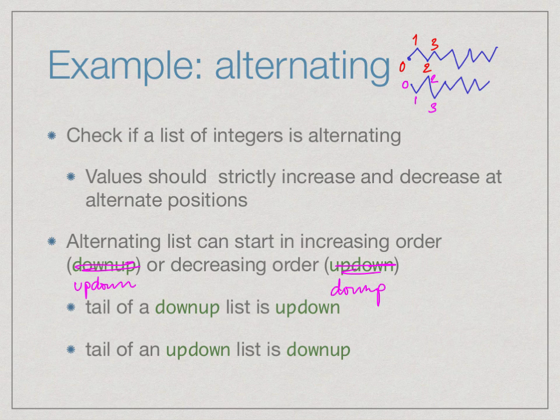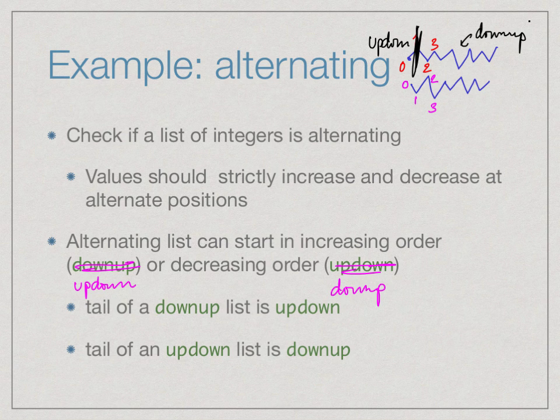Now, if I cut off this list at this point, right? So it started as an up-down list. Then at this position, the remaining part must be down-up, right? So that's the observation, that up-down and down-up are connected. Okay? So if I start with an up-down list and I remove the head, the tail must be of the opposite type. Similarly, if I have a down-up list and remove the head, the tail must be of the opposite type.